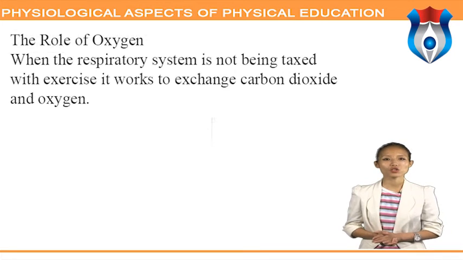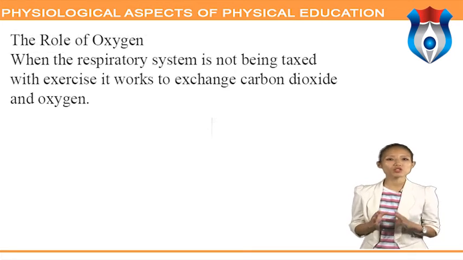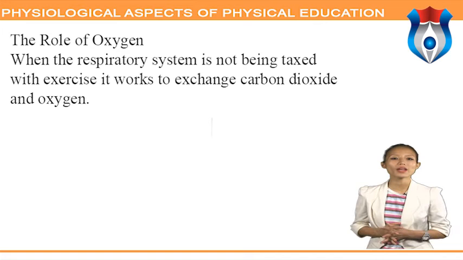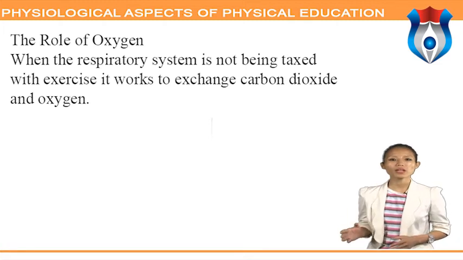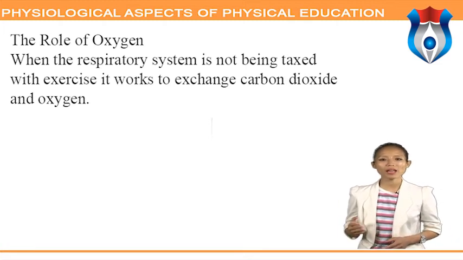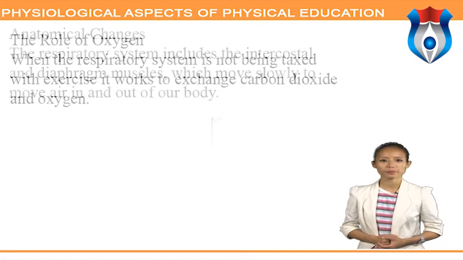The role of oxygen. When the respiratory system is not being taxed with exercise, it works to exchange carbon dioxide and oxygen. When the blood moves through the body, it takes away the carbon dioxide that was created as a metabolic byproduct and replaces it with oxygen.